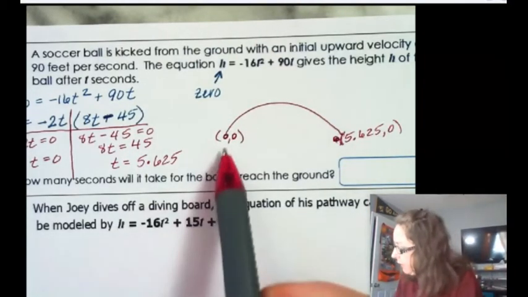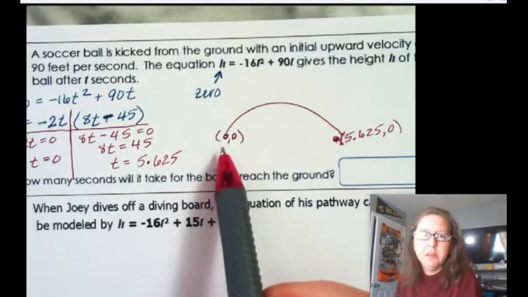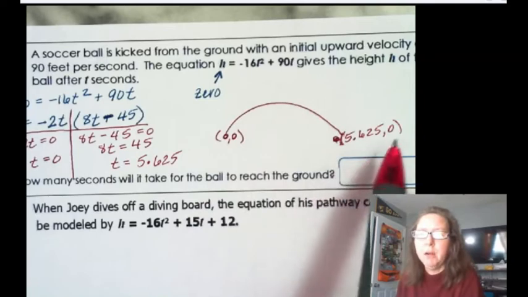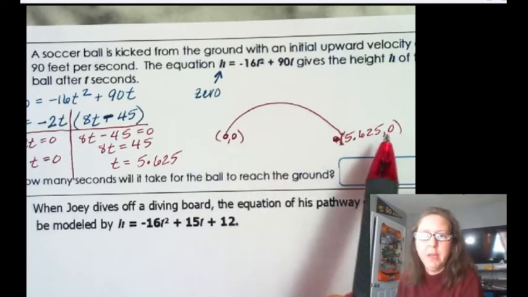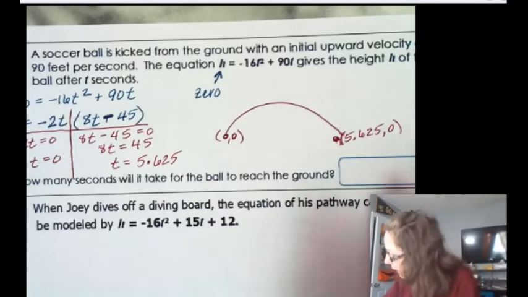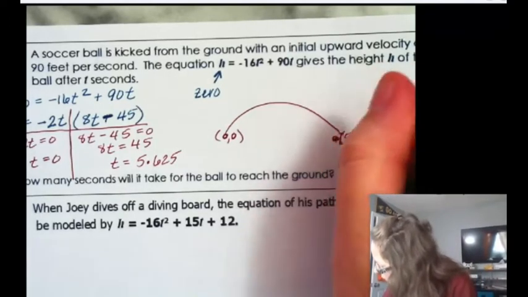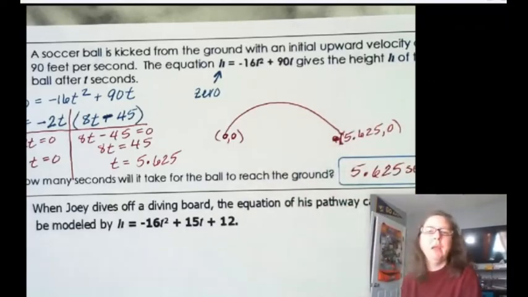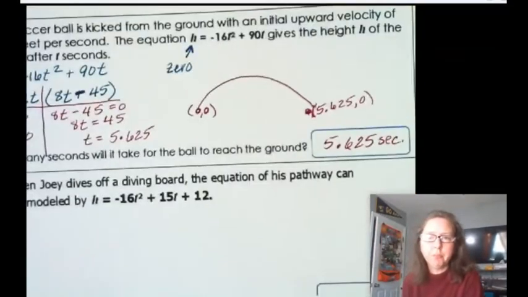Well, here the ball is sitting there, no time has passed, so it hasn't been kicked yet. So when it's kicked, it's back on the ground. That's why the height is 0 again, but now it's been 5.625 seconds. And we're back on the ground. Awesome.